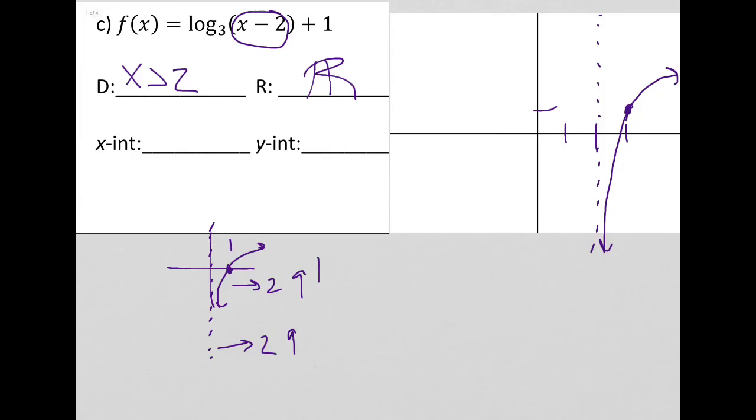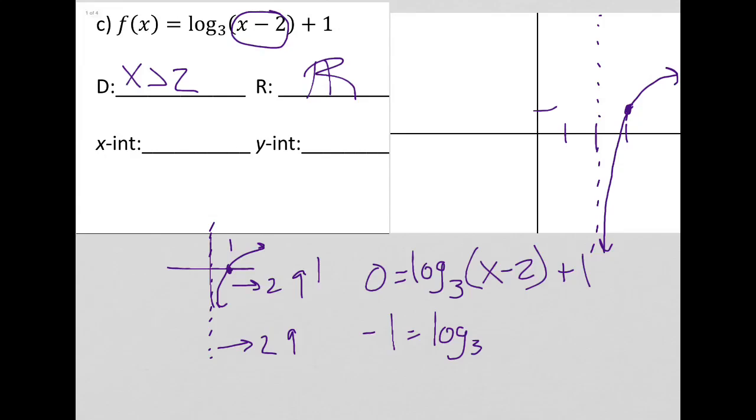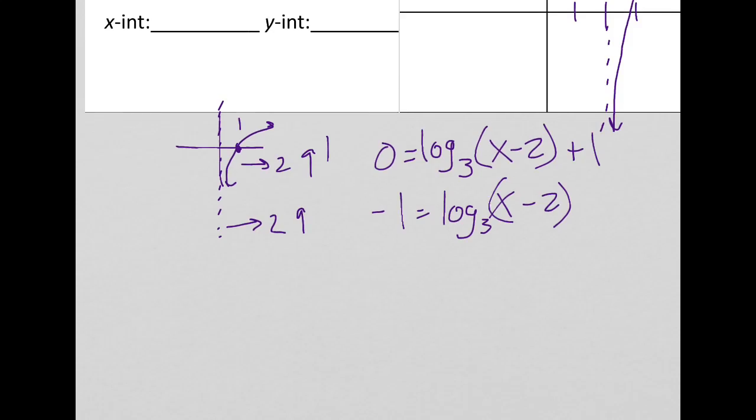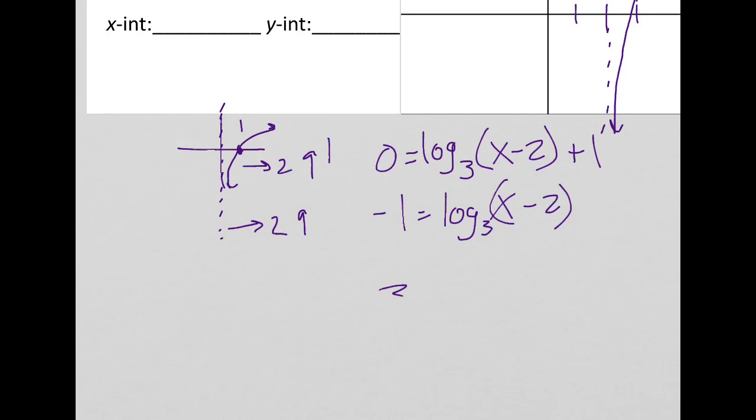X-intercept, let's find it. The y value is 0, so we plug 0 in for y, and we get 0 equals log base 3 of (x minus 2) plus 1. And so I will subtract 1 from both sides to get negative 1 equals log base 3 of (x minus 2).